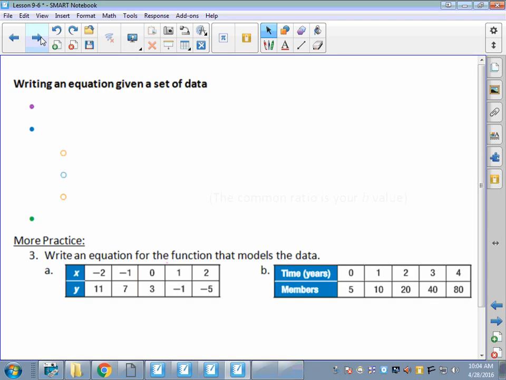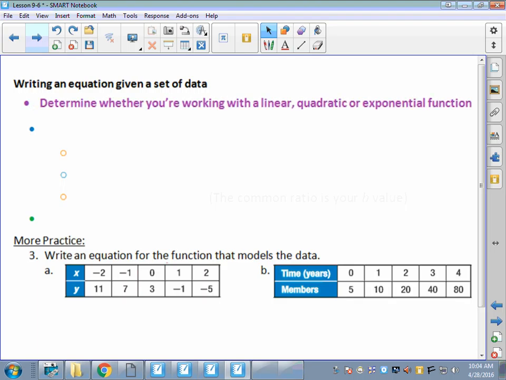So last but not least, writing equations. This is where you've got to really put on your thinking cap because these ones get a little tricky. Linear and quadratic are okay. You have to think a little bit harder for exponential. So first of all, decide if it's linear, quadratic, or exponential.